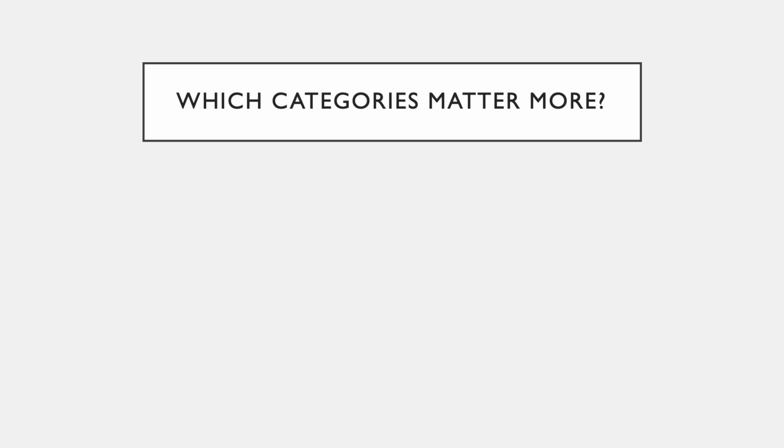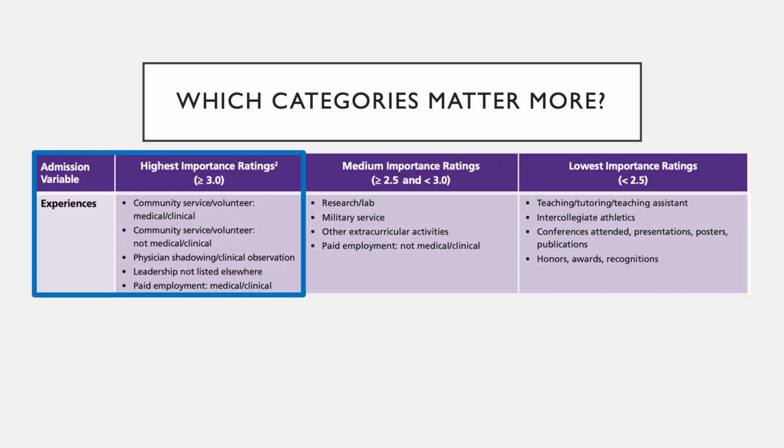Which categories matter more? This table comes from a 2023 survey of 128 MD schools who were asked how important were the following data about academic preparation, experiences, attributes, and personal competencies, bio and demographic characteristics, and interview results in identifying the applicants to interview or offer an acceptance, though I'm currently only showing the experiences section. Each factor was rated on a scale of 1 to 4, with 1 being not important and 4 being very important, and the average importance rating was calculated and the factors were organized and listed in order of mean importance rating.